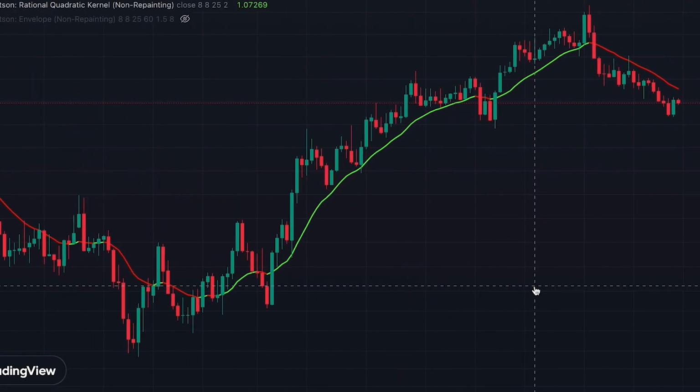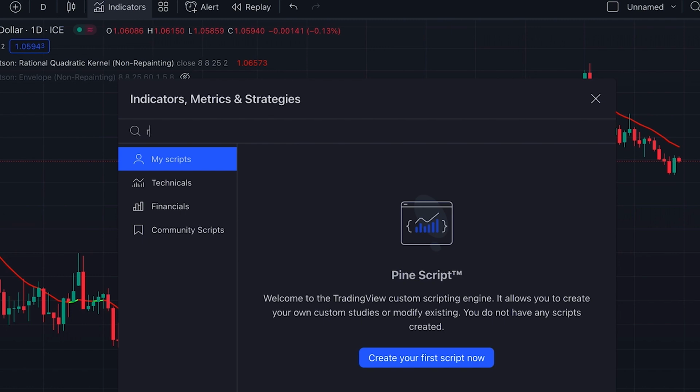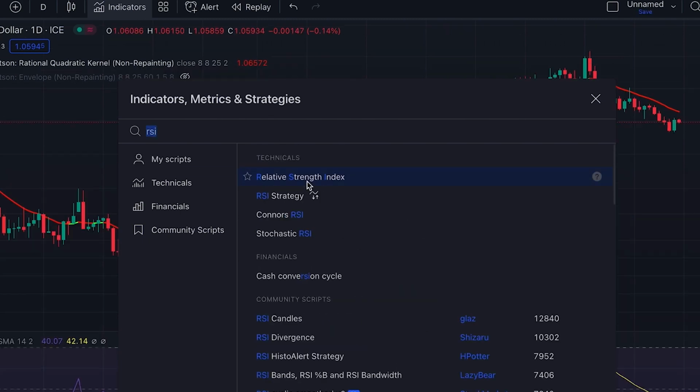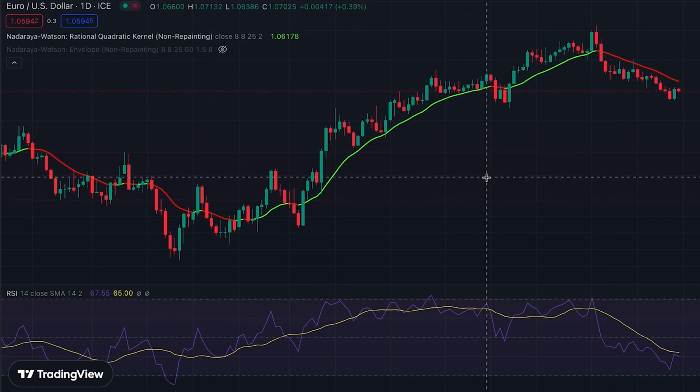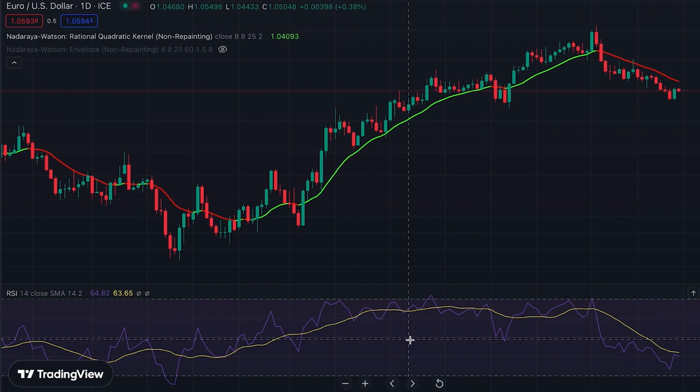So one good strategy to filter these false signals is trading with the trend, which means taking only the signals that are in the current overall direction of the market. For example, if I add RSI to our chart, this one, we can identify the overall trend with the help of RSI and only take the signals that are in the direction of the market.